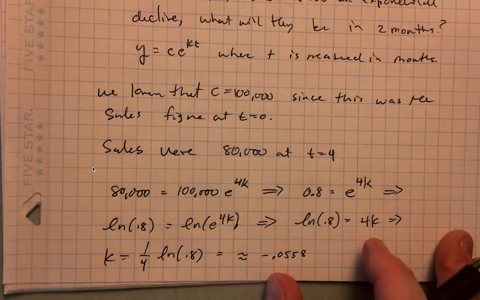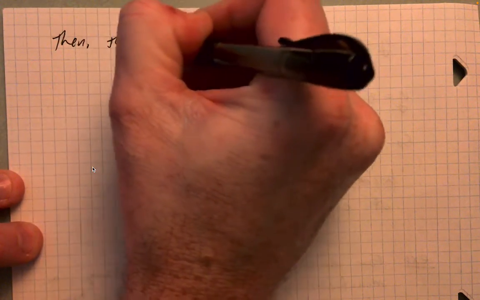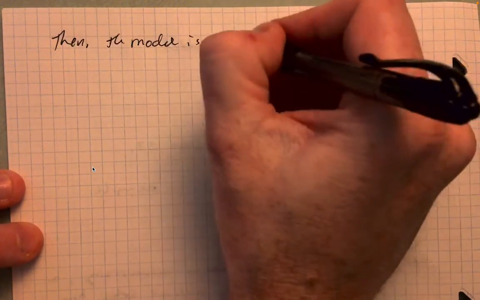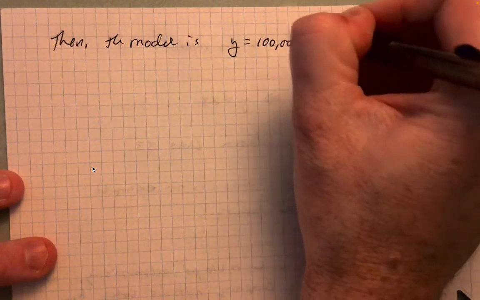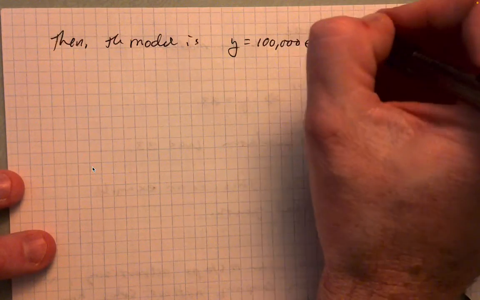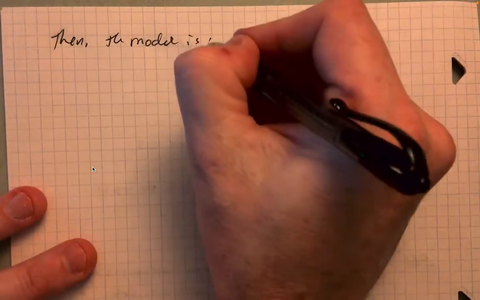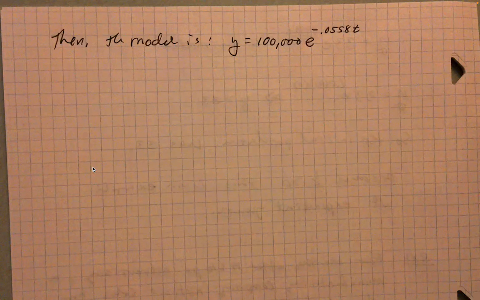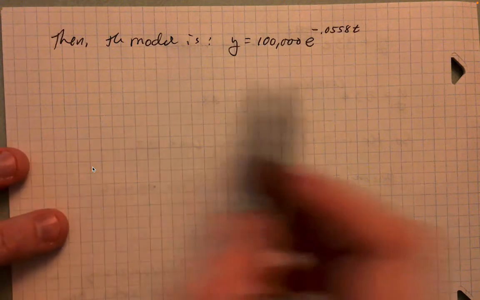Okay, and so that means then that our model is y equals 100,000, that's the initial value, times e to the negative 0.0558 t. That's the model. And so the question is, after 6 months, what should we expect our sales to be if indeed this is the model that reflects them?